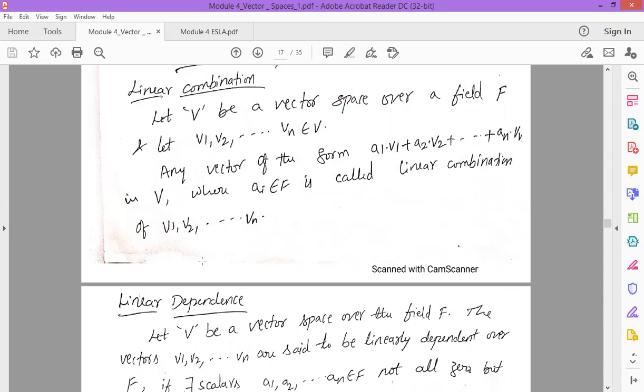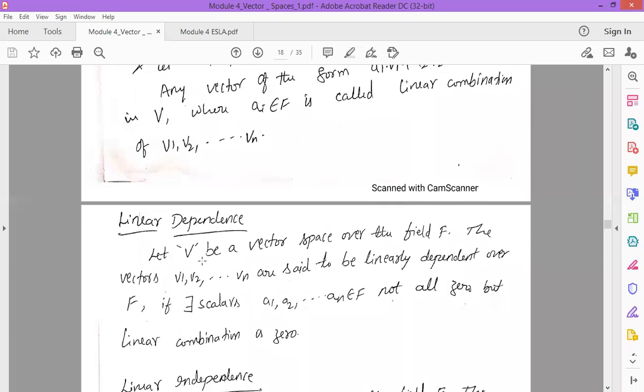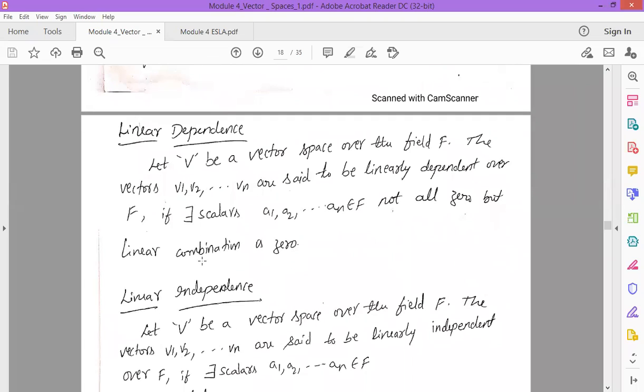We'll take problems on this and see how to write it. And the next one is the linear dependency. Now to define that, once again you are going to consider V as the vector space over the field F, and the vectors V1, V2, up to Vn are said to be linearly dependent over F if the scalars A1 up to An, which belong to F, are not all 0, but the linear combination is 0.